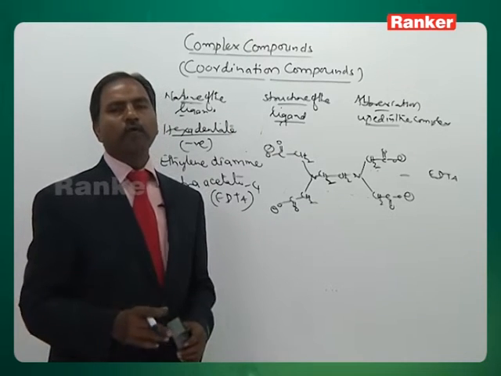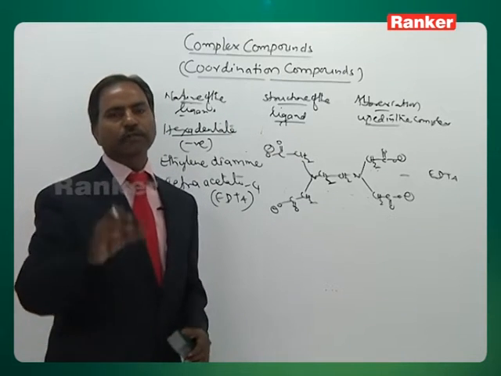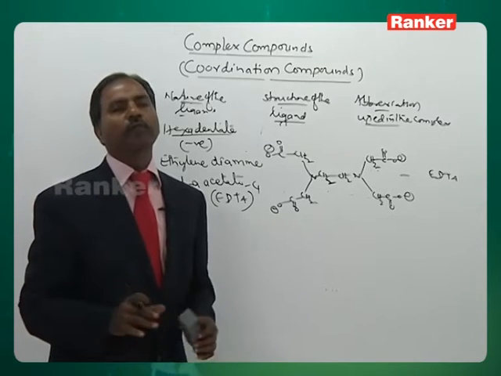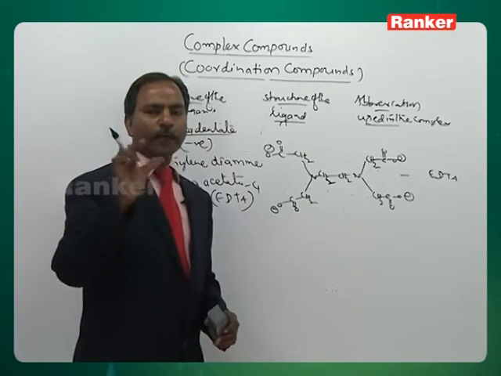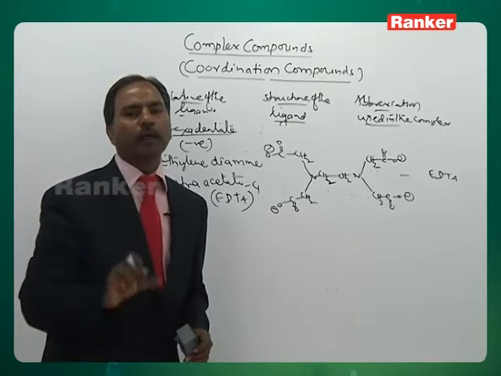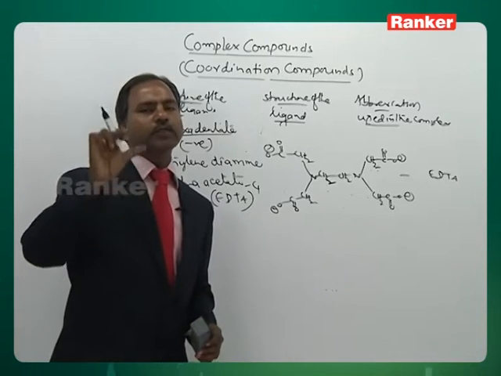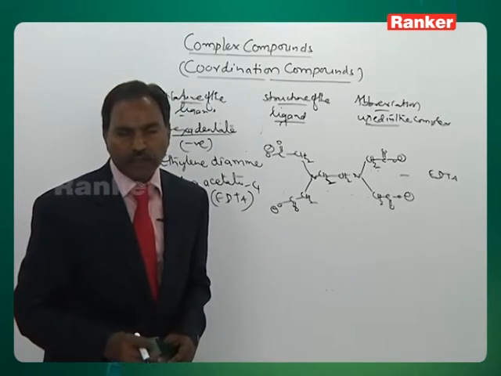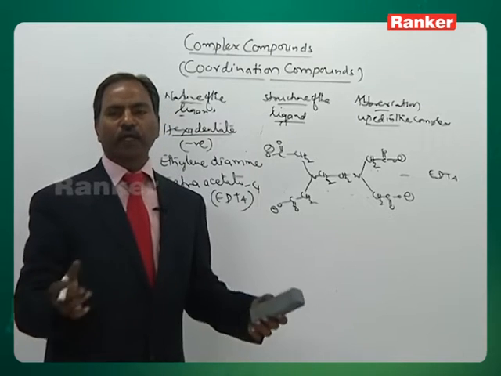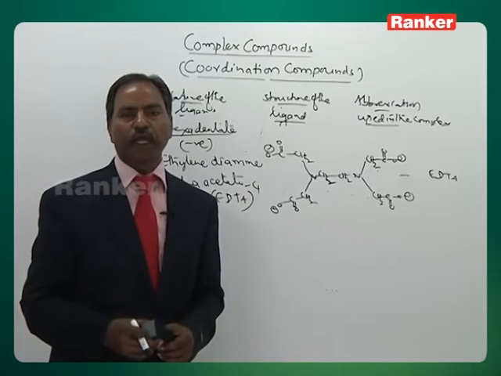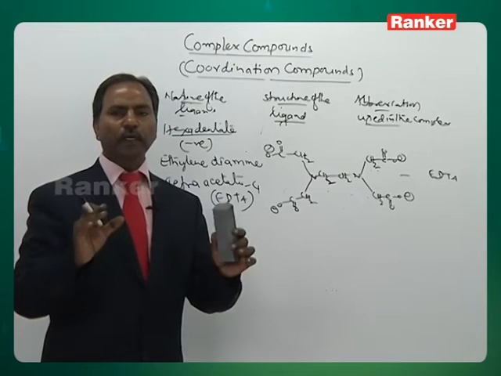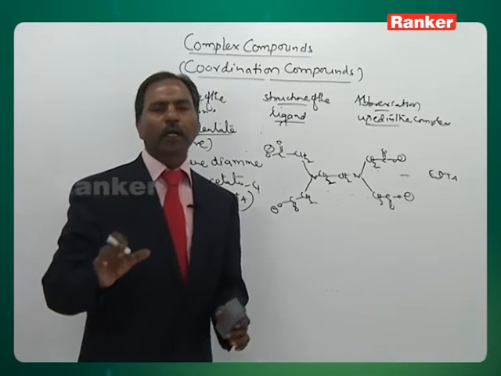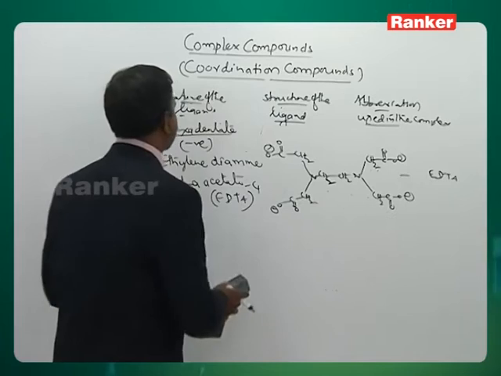Look here, one more classification is there, the classification of ligands based on nature of bonding. A particular ligand is bonded to the metal ion in a particular way. The way it is bonded to the metal ion, based on this, we are classifying the ligands into again different types. Let us see the next classification of ligands, based on nature of bonding.